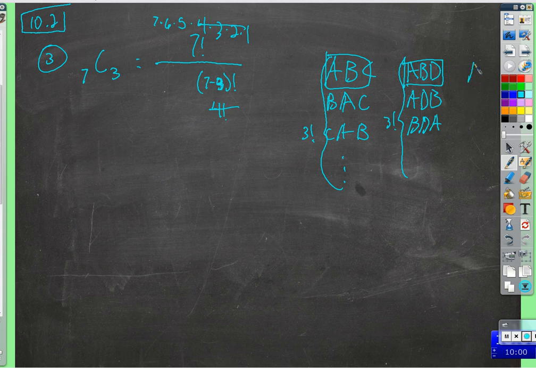One last one. We've got 7 people to choose from, so A, B, E. Okay, that's another group, and it'll count that 3 factorial times.